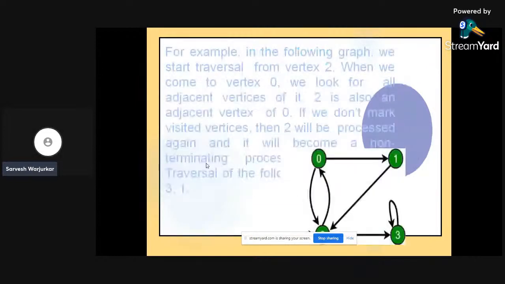For example, in the following graph, we have started the traversal from the vertex 2. Then when we came to the vertex 0, we look for all the adjacent nodes of it, where 2 is also an adjacent vertex of 0. In the given diagram, 2 is also the adjacent vertex of the node 0. If we don't mark visited vertices, then 2 will be processed again. So we need to mark the visited vertex, so as to avoid the cycle formation.